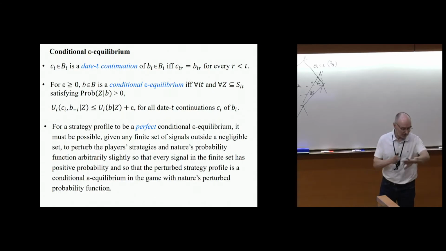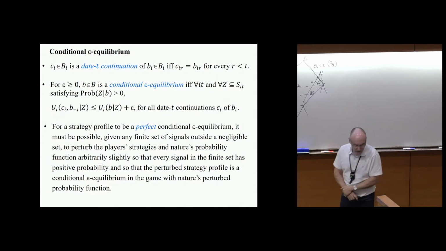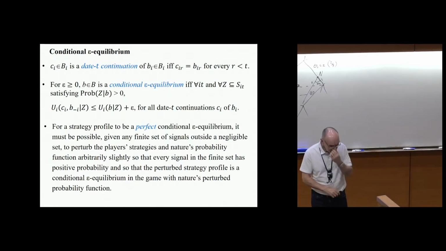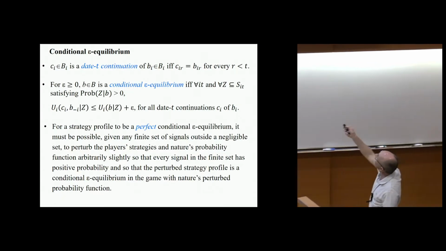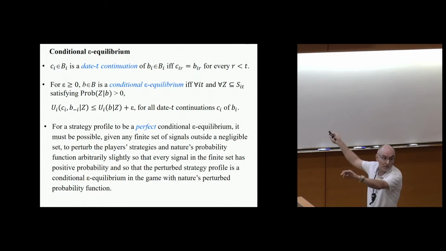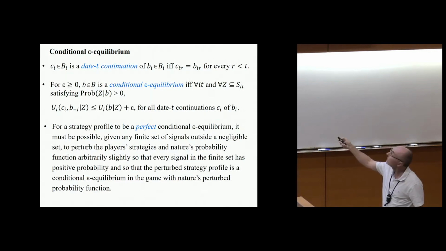So just now in words, how am I going to eventually, very shortly, define what I mean by a perfect conditional epsilon equilibrium? Here we know what a conditional epsilon equilibrium is, but it might not be perfect because it may not be testing rationality everywhere off path. We're only testing rationality at events that have positive probability. To be perfect, we have to test rationality everywhere. So how to do that?